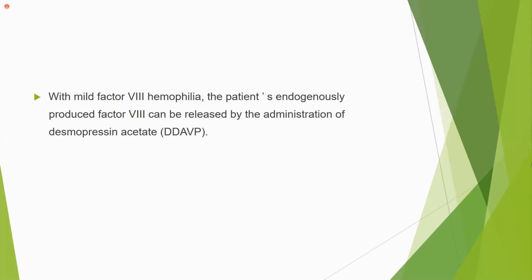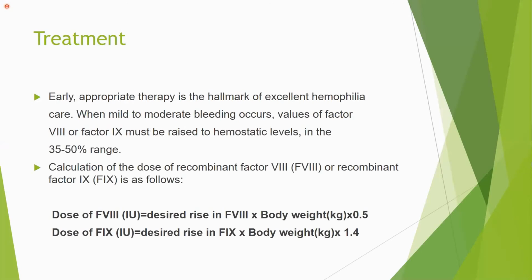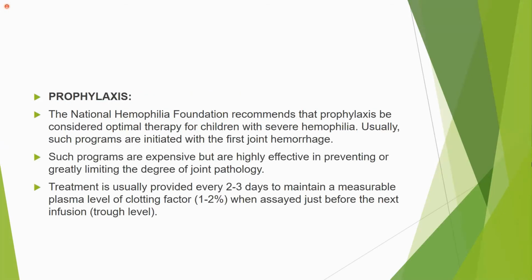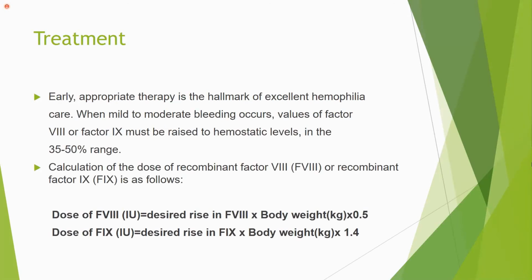So basically, in hemophilia, we discussed 3 types of therapies. Empirically, we will give fresh frozen plasma. In mild cases, we can give DDAVP or desmopressin acetate. It comes in the form of nasal spray as well as IV form, but we usually recommend nasal sprays. And the definitive treatment is factor replacement therapy, factor 8 or factor 9.